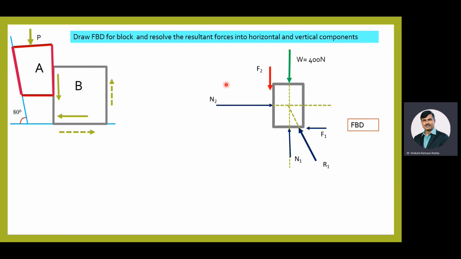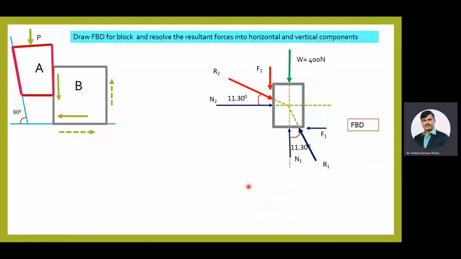Similarly, we will draw the resultant force for frictional force F2 as well as normal reaction force N2. The resultant force we are naming as R2. This R2 is making an angle, say 11.30 degrees, with the normal reaction N2. Here 11.30 degrees is nothing but the angle of friction. Drawing reactive forces as well as active forces acting on the block is completed. Then we'll resolve the resultant forces, say R1 as well as R2, into their horizontal as well as vertical components.